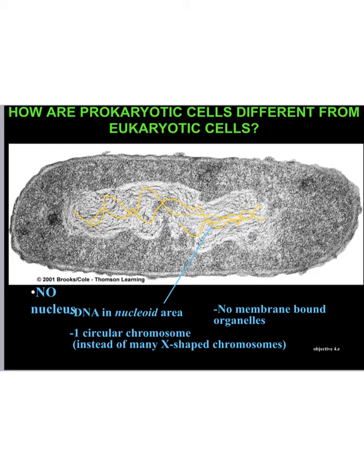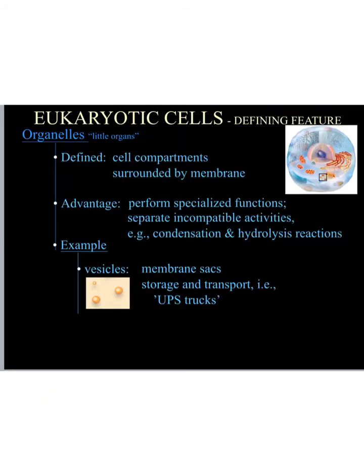You also don't see any other membrane-bound organelles, so things like the mitochondria, the chloroplast, all the other types of organelles that we're going to look at. You also do not see those in a prokaryotic cell. And lastly, whereas in eukaryotic cells we talk about X-shaped chromosomes, in prokaryotic cells we typically see one big circular chromosome. Okay, so if we were to stretch this thing out and look at all these little wavy lines in here, we would see one large circular DNA, and that's characteristic of prokaryotic cells, different from eukaryotic cells.